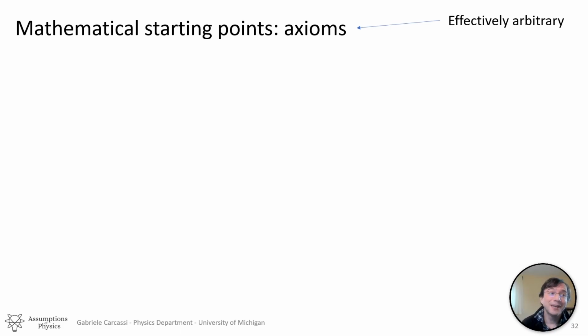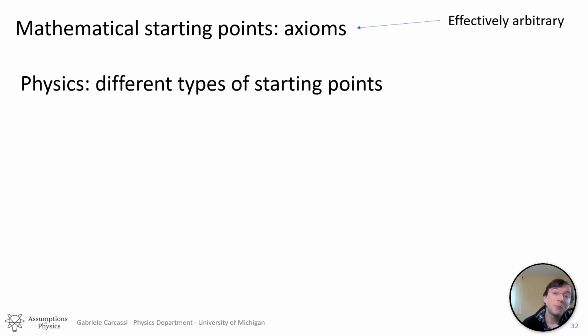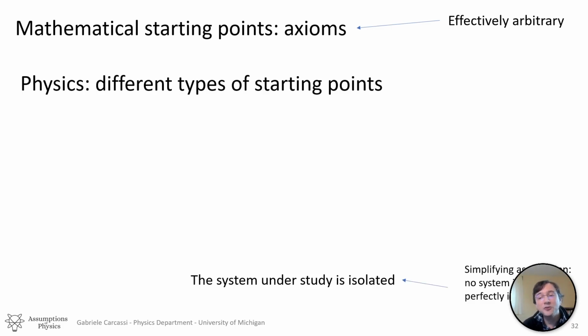In physics, the situation is a lot more nuanced. There are different types of starting points. So, for example, you could say the system under study is isolated, right? In the description that you're doing, this is one of the conditions that you have. And we know that no system is ever perfectly isolated, so we know that this is technically false. But it's a simplifying assumption that in certain conditions is well verified, and so we take it.